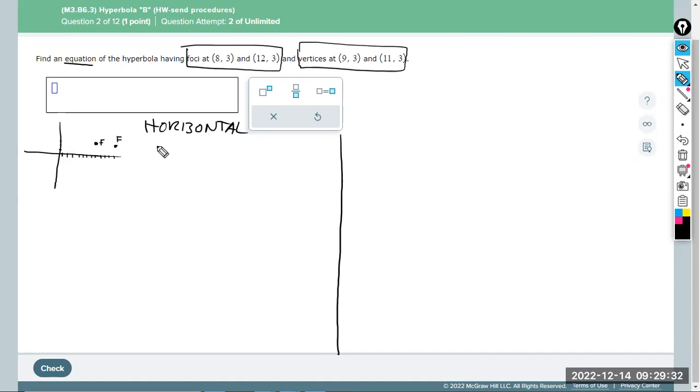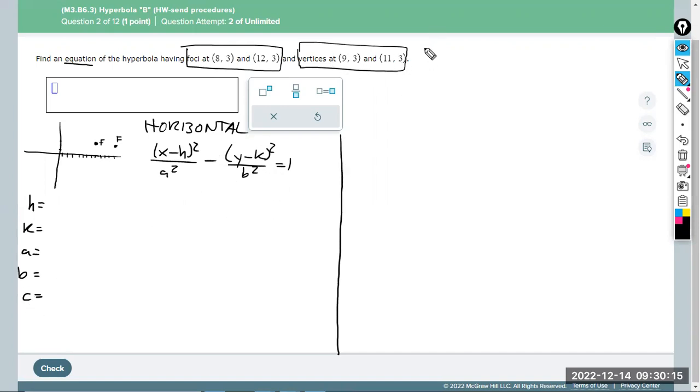And the equation for a horizontal hyperbola looks like this: x minus h squared divided by a squared minus y minus k squared divided by b squared equals 1. Remember that a is always with the positive. So if it was vertical, a would be with y instead of x. All right, so we need to find the value of h, k, a, b, and c in order to substitute in here in the equation. I know c is not there, but we're going to use it.